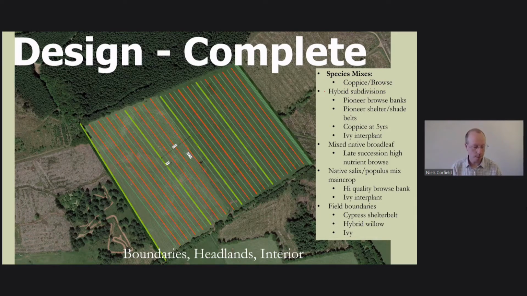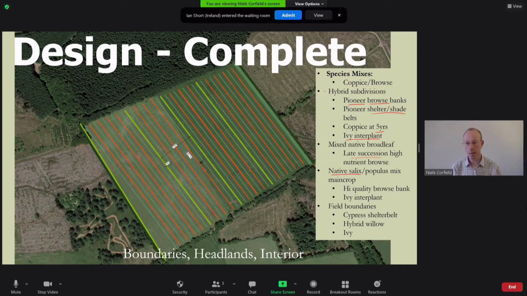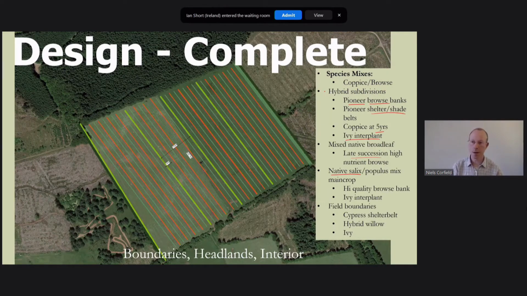So the hybrid subdivisions are about pioneering browse, shelter and shade, can be coppiced after 5 years, potentially interplanted with ivy. Then mixed native broadleaves, late succession, high nutrient browse, also potential to be coppiced. And then also native willows and poplars. In this case, we're trying to match the vigor of the different species so they can be interplanted fairly successfully without one shading out the other.